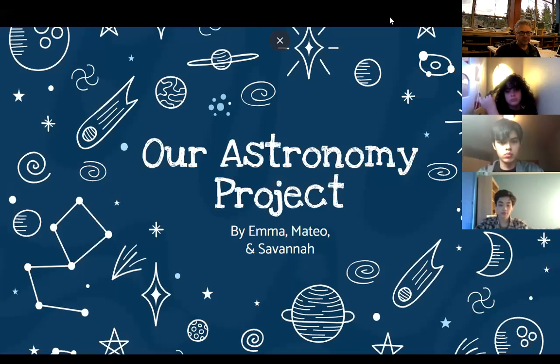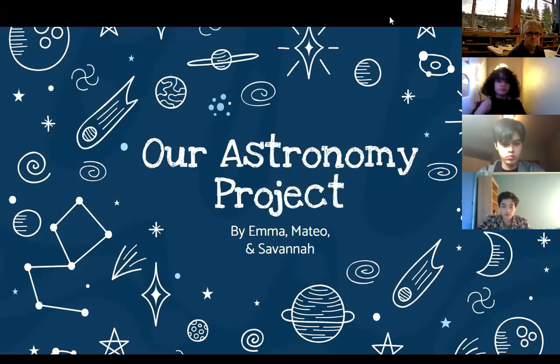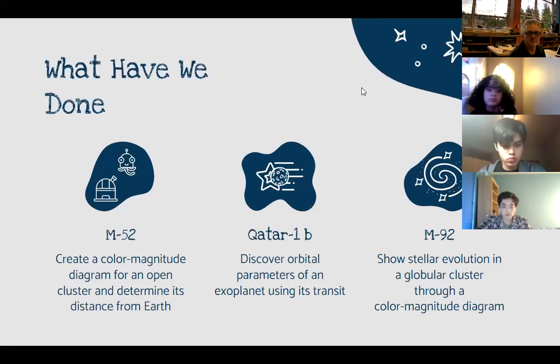Okay, hi everyone. My name is Savannah, and Mateo, Emma, and I will be presenting the data we collected and sharing what we learned from our mentor, Ken. Today we will be talking about three things that we observed and collected data on. Mateo will be talking about the star cluster M52. I will be talking about the exoplanet transit Qatar-1b, and Emma will be talking about the globular cluster M92.